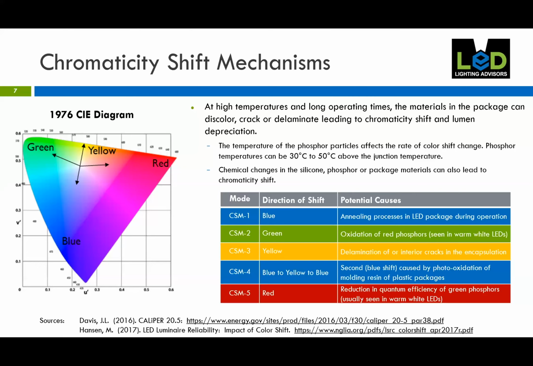And then finally, CSM5 is a shift in the red direction. This doesn't occur too often, but it does tend to occur in the warm white LED devices if there's changes in the green phosphor efficiency. If it decreases faster than the red phosphor efficiency, you can see a slight increase in the contribution of the red phosphor and thus a redshifting behavior.